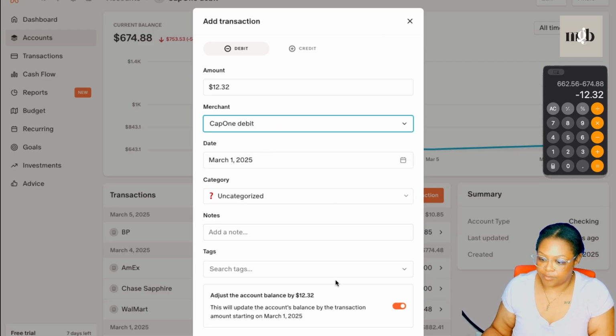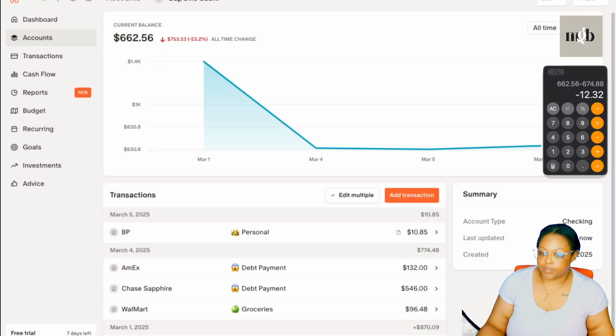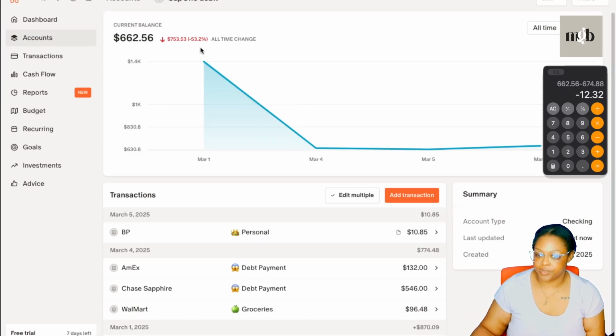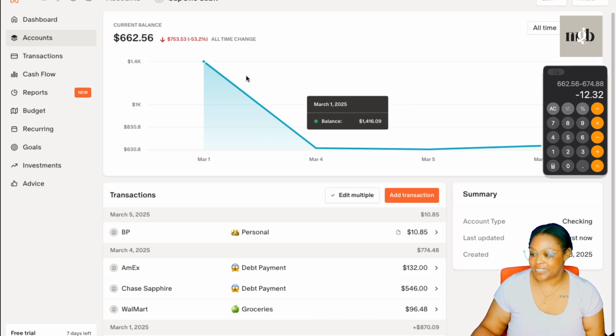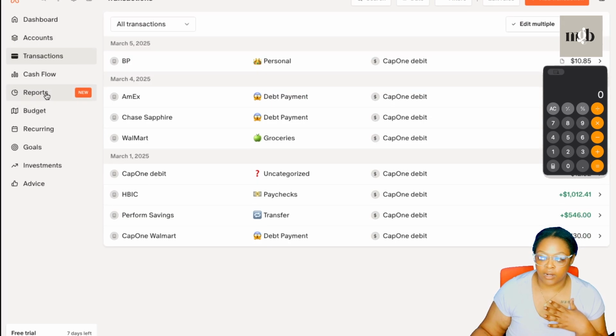Capital One debit. And that's my number. So I didn't want to, sorry, my thing keeps moving. I didn't want to delete everything and mess up the starting balance. So this $12 is just going to be in there as uncategorized, because then I would have to delete everything, and I'm not doing that.